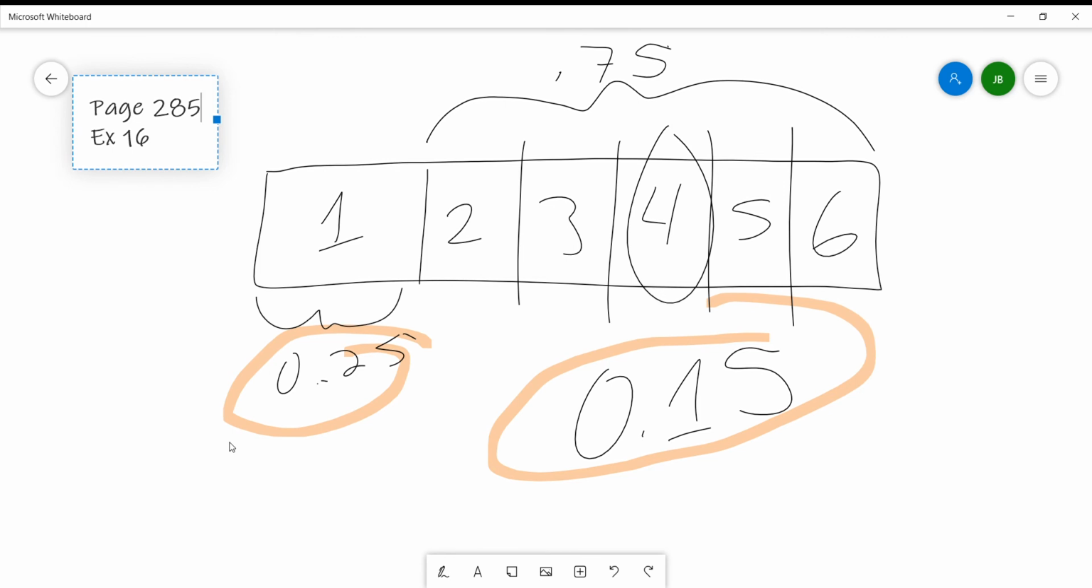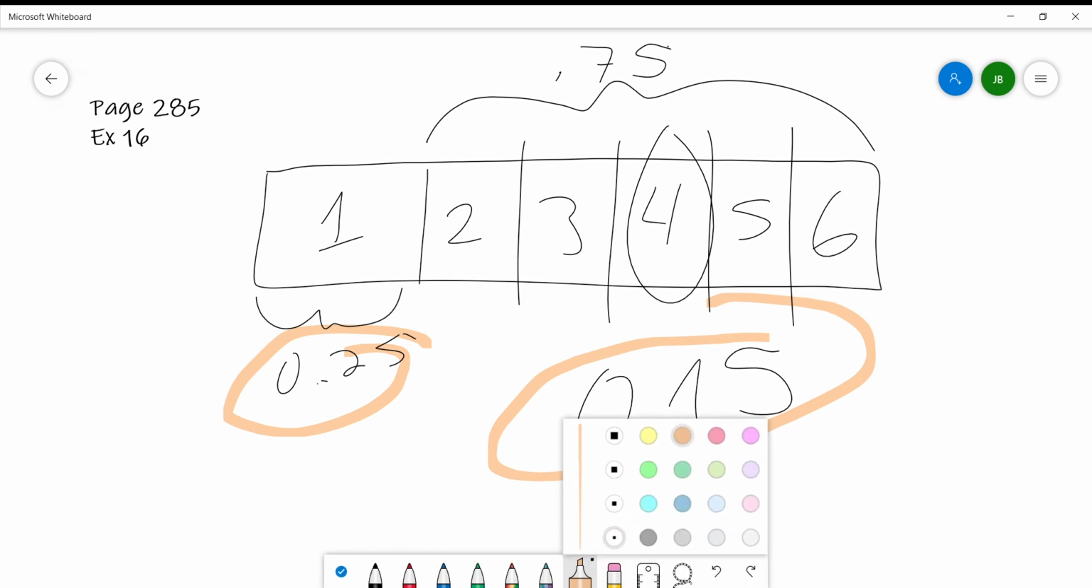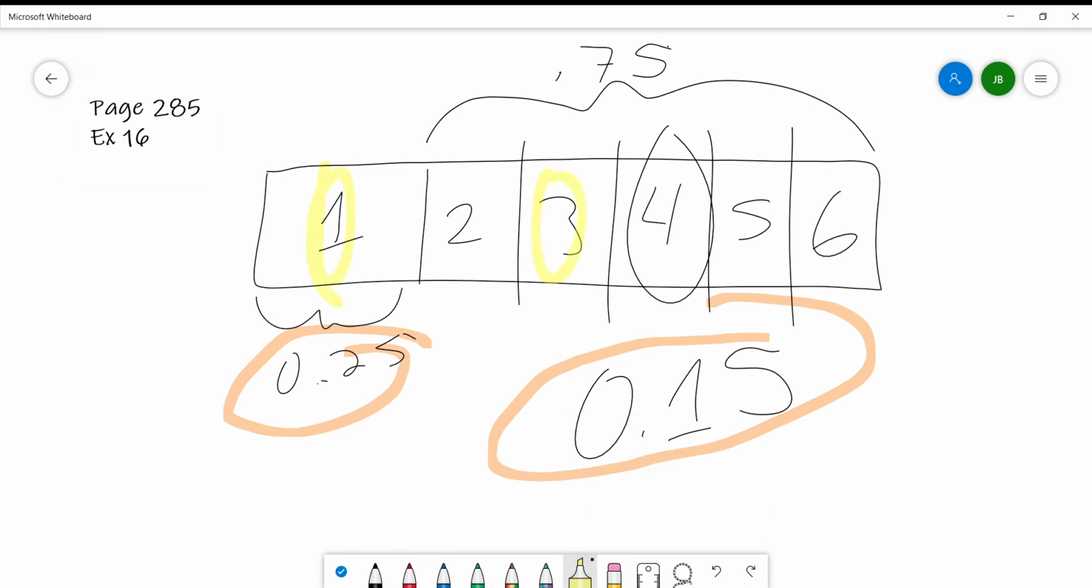And then it says C, what is the probability of rolling an odd number? Well, let's highlight our odd numbers here. Let's use Jello. Odd, odd, odd. So we know that this is 0.25 plus 0.15 plus 0.15. So the odds of us rolling an odd number are 0.55.